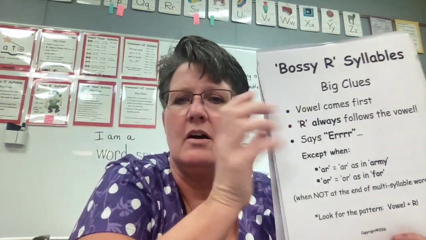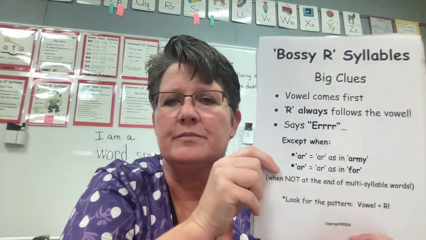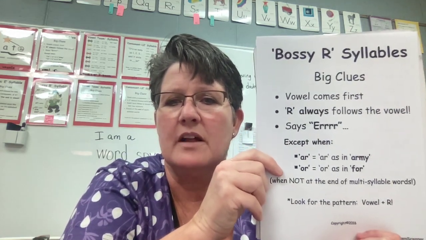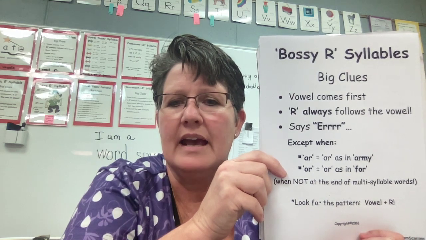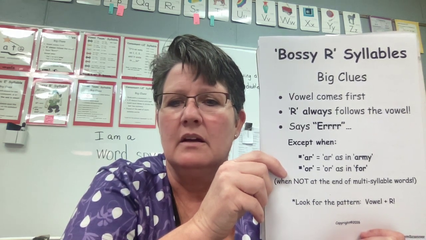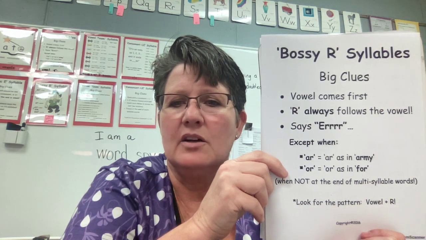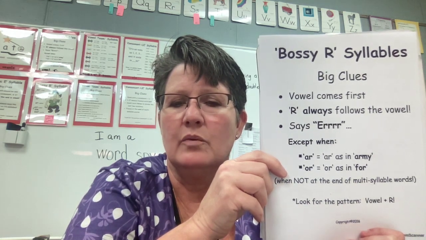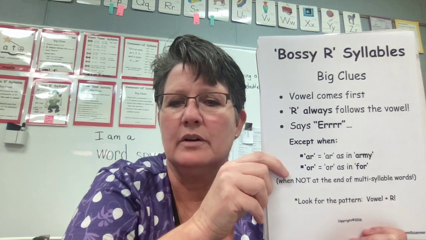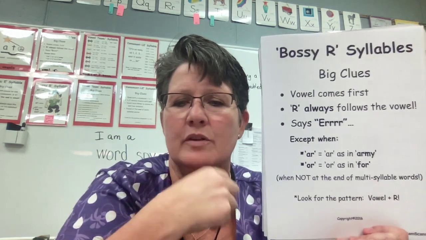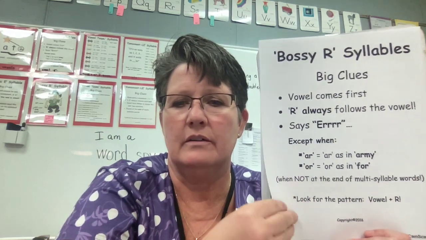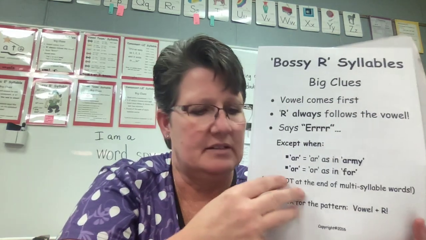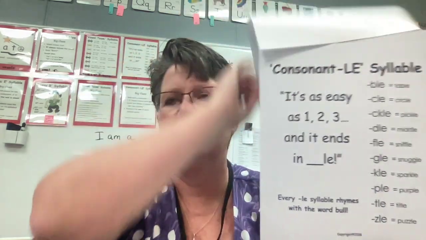Okay, some big clues for bossy R. The vowel comes first, and the R always follows the vowel, except when in AR, as in army, or OR, as in or for, when not at the end of a multisyllabic word. That's just more than one syllable. Look for the pattern, vowel R, vowel R. Sight words are going to make so much more sense when you know these.